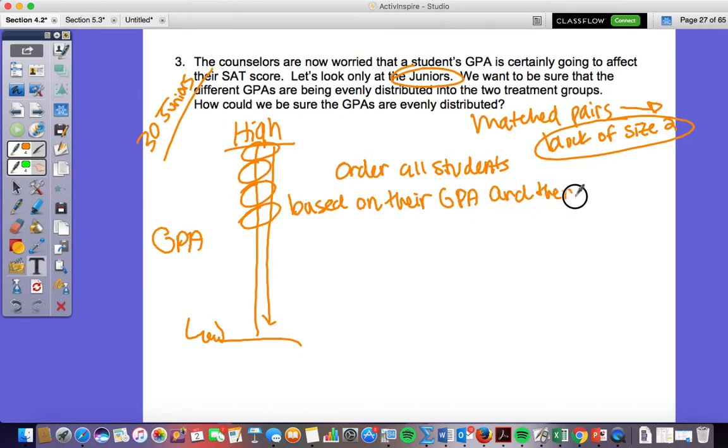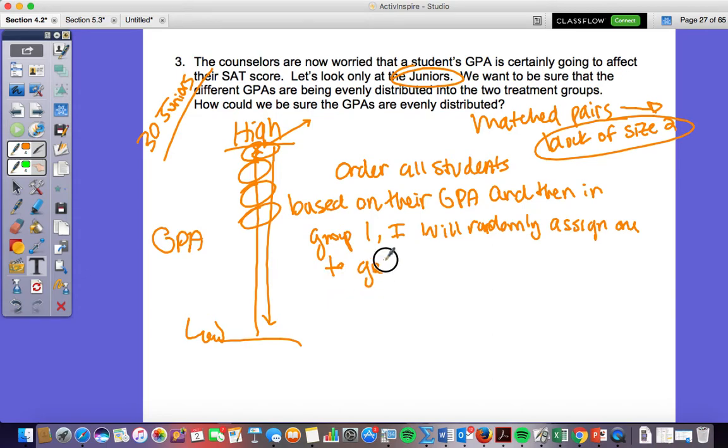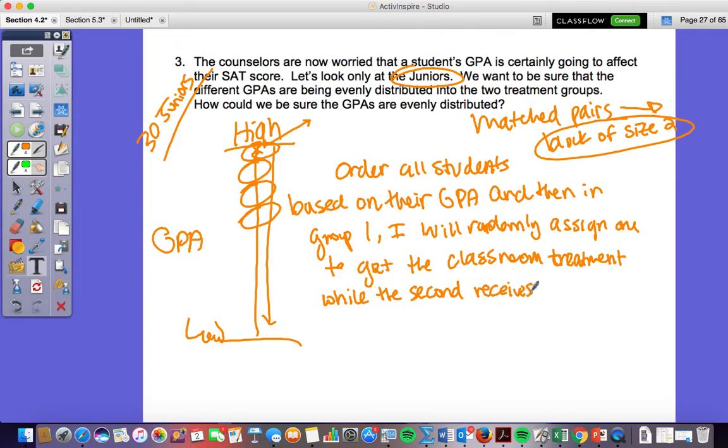And then, in group 1, I will randomly assign what? One person. Close, Shane. You're close because it's paired, right? So if I have 2 people here, I'll randomly assign one to what? Treatment 1, whatever the group 1 or whatever it may be, and the second one goes into group 2. Good. Do I just pick them, or do I have to randomly assign those? I have to randomly assign. So I will randomly assign one to get the classroom treatment, and the second receives, that's probably a better word, the online treatment, okay?